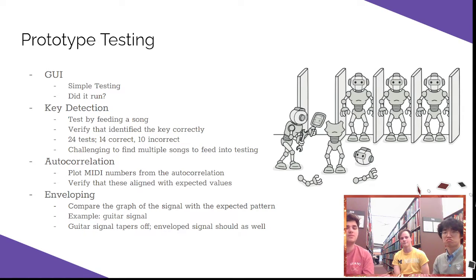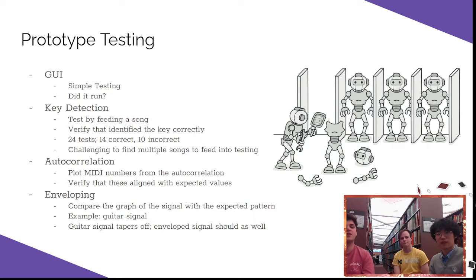And one challenge was to find multiple songs for testing because for some keys, they're not really that widely used today, especially in music that we're familiar with. Yeah, in general, also just finding pieces that have just the one instrument playing that are feasible for us. Exactly. Right.